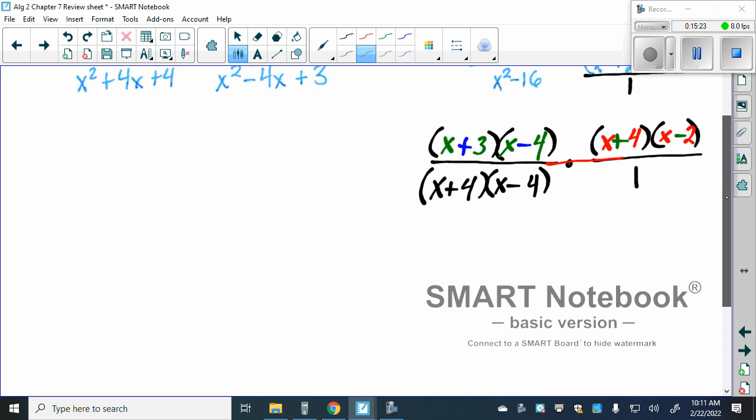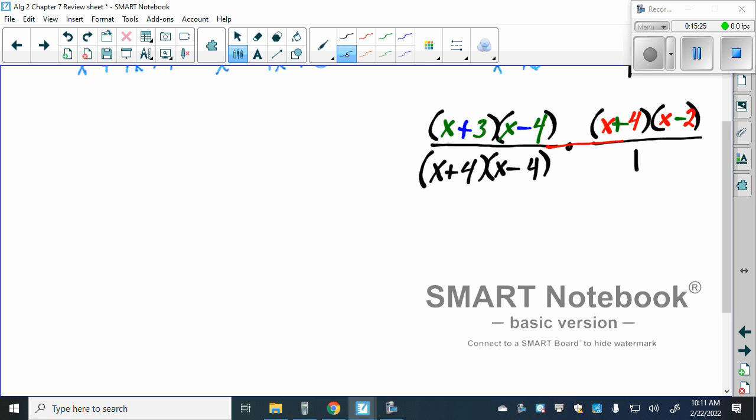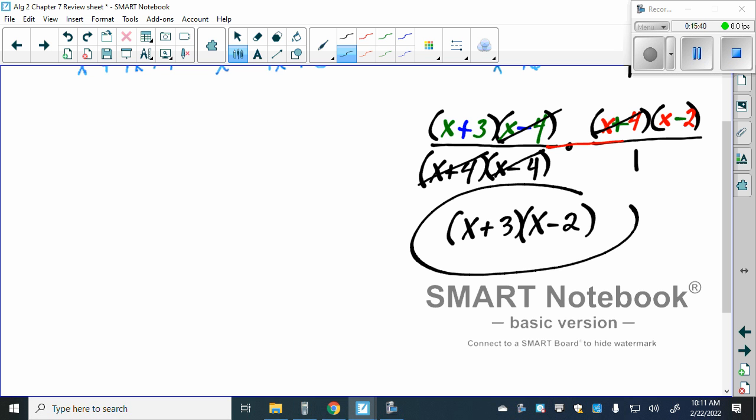So now we can multiply them together. Well, here the x minus 4 and x minus 4 would cancel out. Here the x plus 4 and x plus 4 would cancel out, telling us that we have x plus 3 times x minus 2. And since the only thing left in the denominator is 1, we don't have to write it. However, if it had been the other way around, that the 1 was left in the numerator, we still have to include it. We still have to include it for the numerator, but not for the denominator.